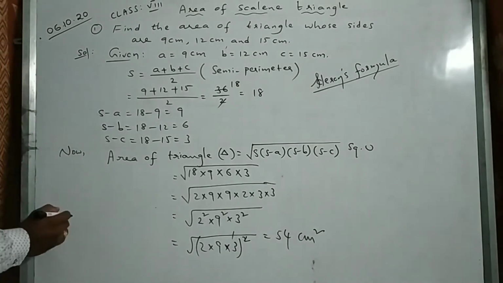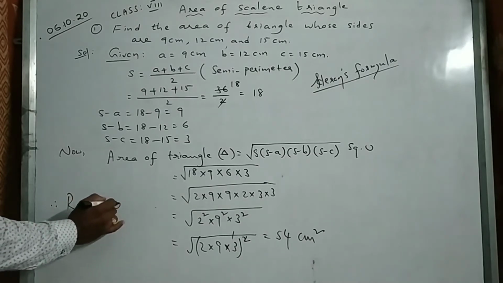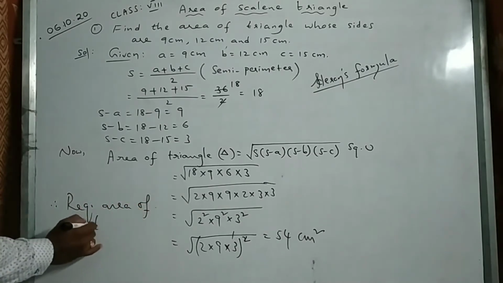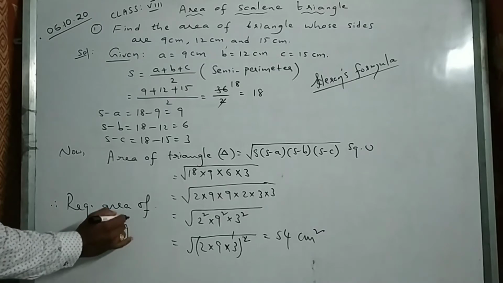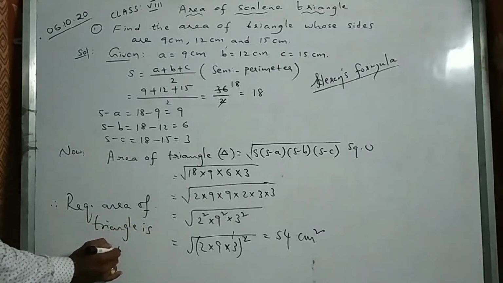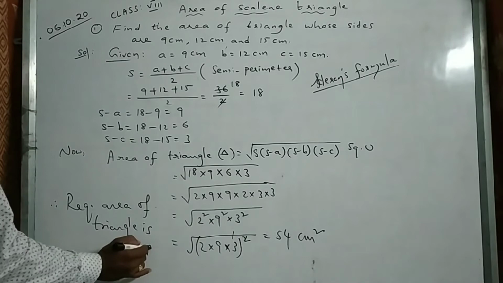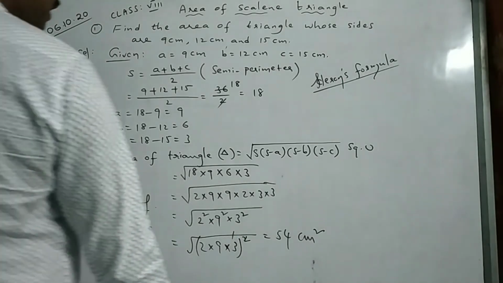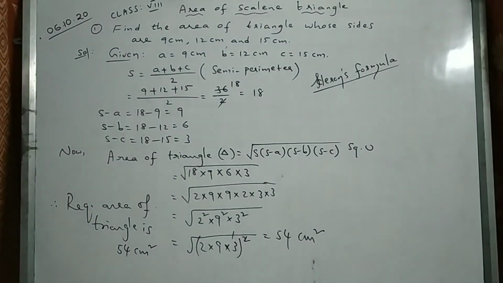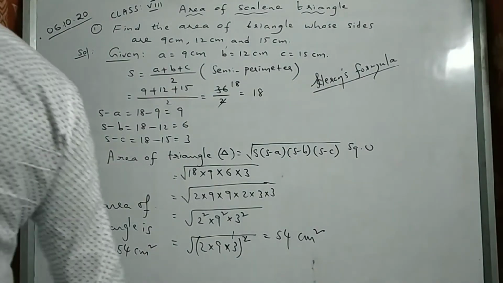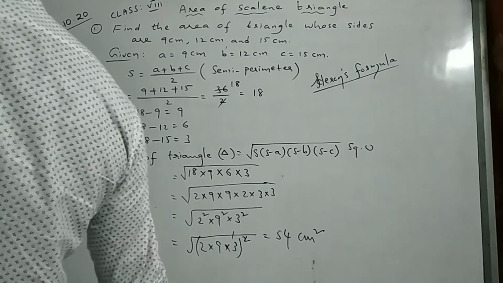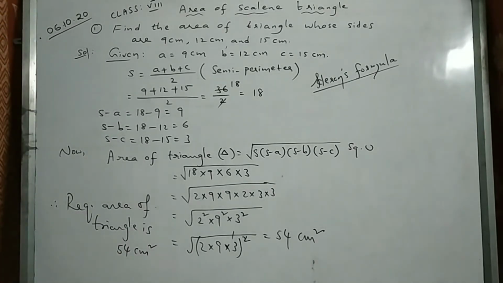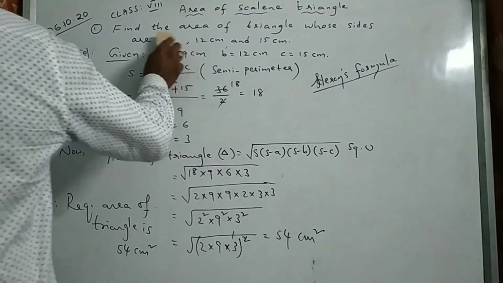Therefore, required area of triangle is how much? 54 square centimeter. So this is the way we calculate the area of a scalene triangle, right? Next one more we will see.